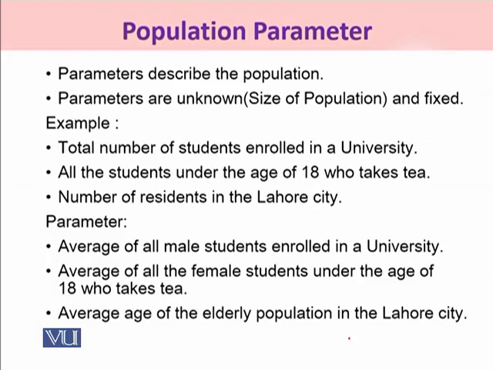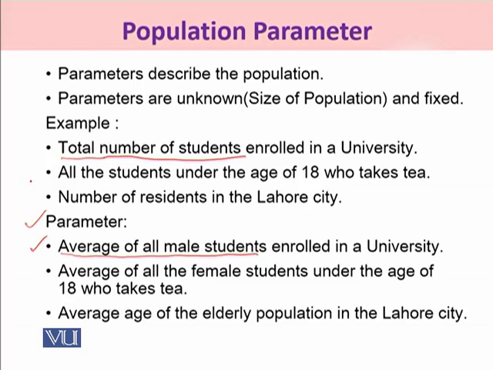Now students, how would you know that this is talking about a population? I'm talking about the totality, the total number of students who are enrolled in a university. So that means we are talking about a population. So how will we get a parameter from this population? If for instance we are interested in calculating the average of all the male students who are enrolled in that particular university, it will be a type of population parameter.